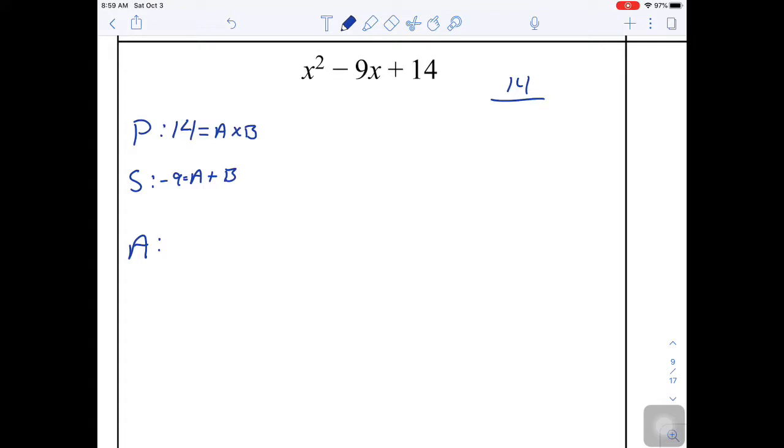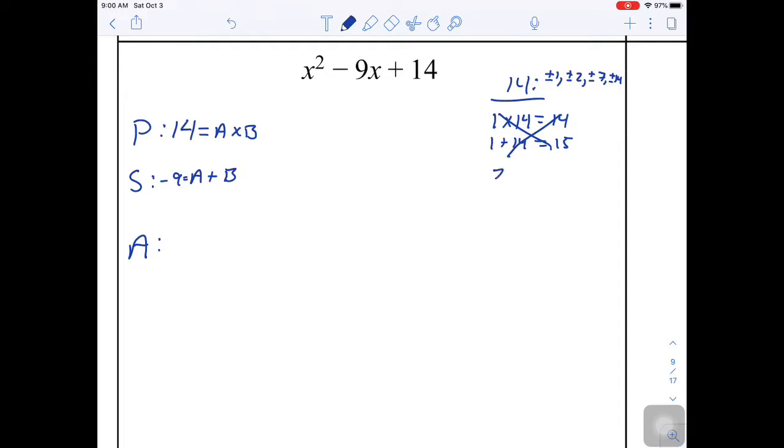That would be 1 times 14, of course. That equals 14. But 1 plus 14 equals 15. That's not what we're looking for. We're trying to look for two numbers that add to -9. So positive 14 and positive 1 do not work. Okay, let's list some of these. So it's 1, 2, 7, 14. Let's try and deal with some 2's and 7's.